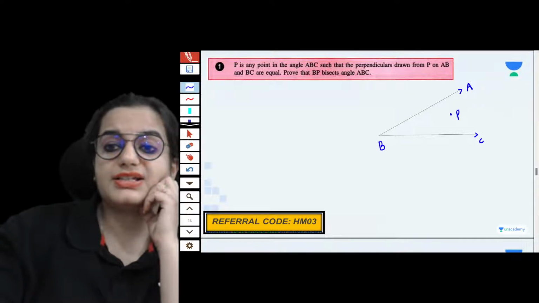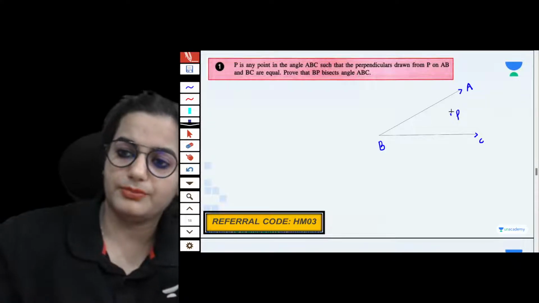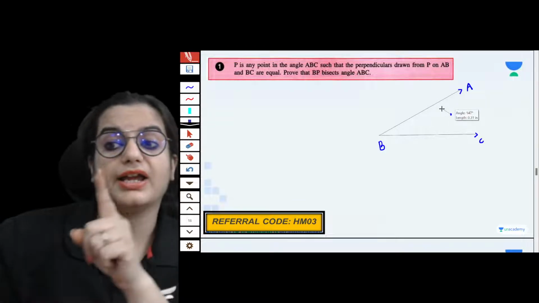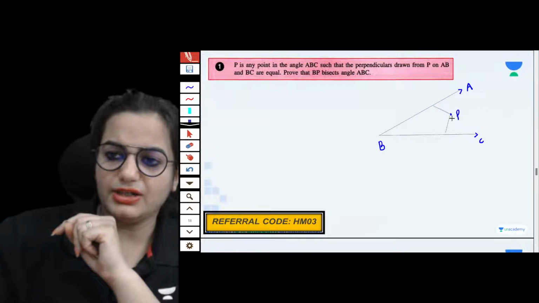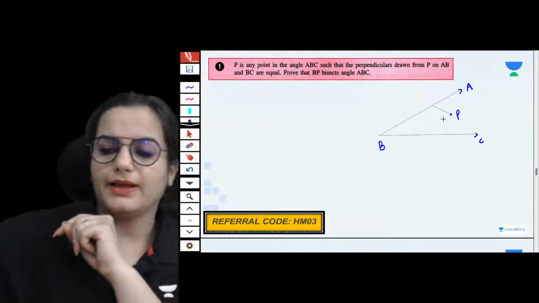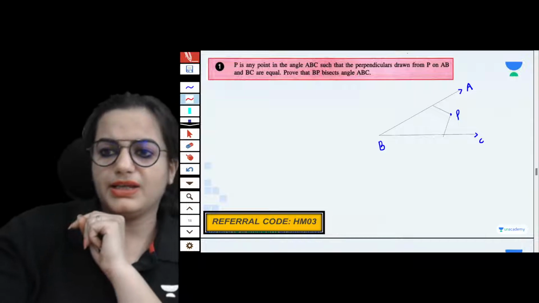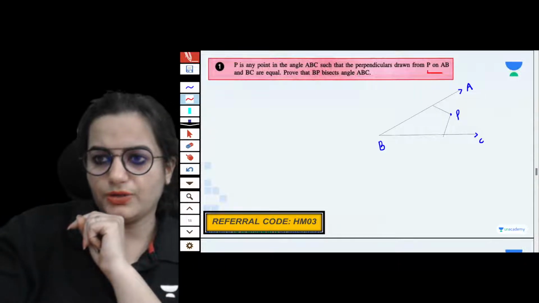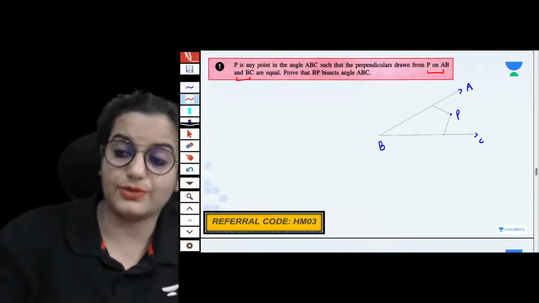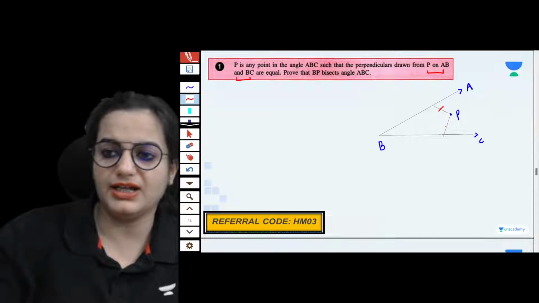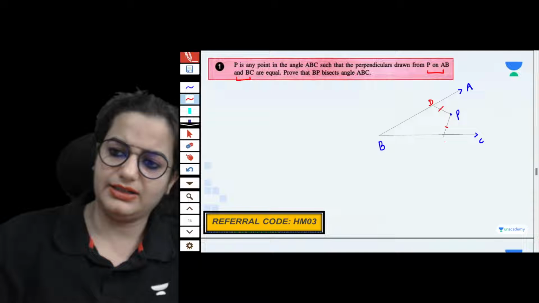Now, such that perpendiculars are drawn from P. So perpendiculars are drawn from P, first on AB, and here on BC. They have given in the question, all of you listen, that the perpendiculars from P on AB and BC are equal. So whatever points we take, these two perpendiculars are equal. Let it be any points, I am taking D and E.